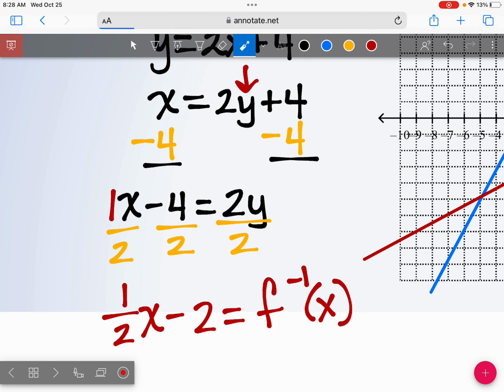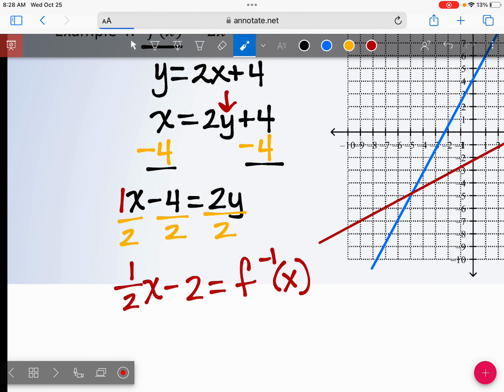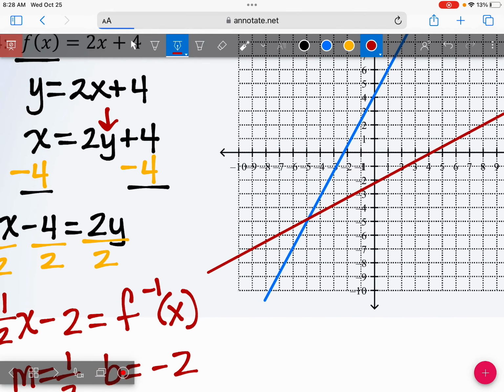All right, so now you're ready to graph it. We're going to graph both. My graphs are still up there from first period. Let's start with the inverse. My inverse has a slope of 1/2 and a y-intercept at -2. You start at -2, put a point there, that's your y-intercept, and then your slope is 1/2. So you move up 1, to the right 2, up 1, to the right 2. Go ahead and draw your line.